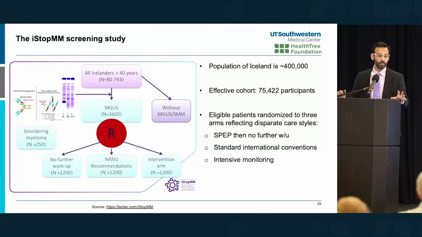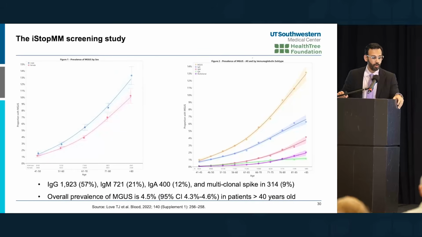So this is huge. And they had a randomization component to this where, after they found patients, they randomized them to different groups to say nothing else, standard recommendations, or a more active monitoring of their disease. And it has given us a great amount of data on MGUS overall here.